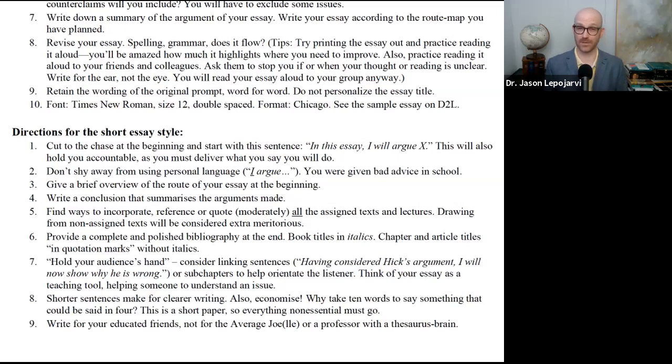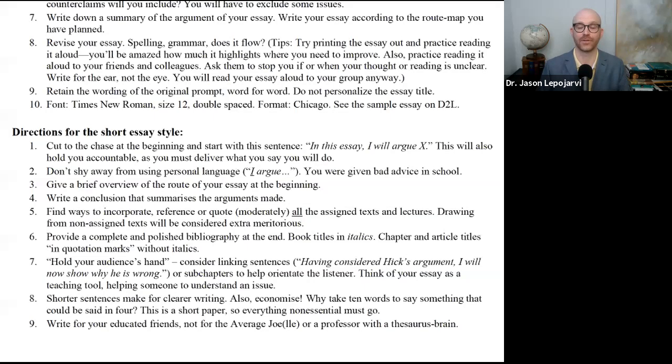A very good tip is to print your essay if you're able to and practice reading it aloud, because you'll be amazed by how much you learn through this process. It highlights what you need to continue to improve. Practicing reading it aloud to your family or your friends also helps a lot, also in preparation of the tutorial where you're asked to deliver your essay.